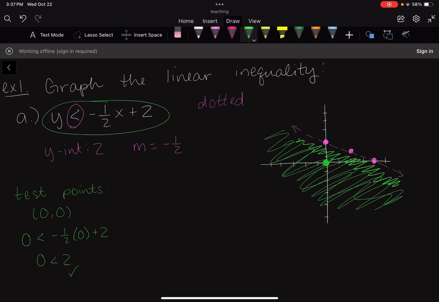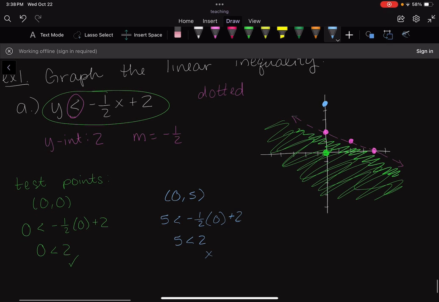Now you can also test another point just to make sure. So let's test a point above the line. I usually like to use 0 if I can. So let's go ahead and test the point 0, 5. If I test this, I get 5 less than negative 1 over 2 times 0 plus 2. So it says 5 is less than 2. That does not work. So that makes sense of why I did not want to shade that region. But I just checked it just to be sure.